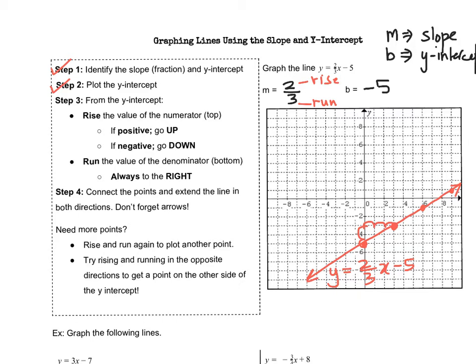And that's the lesson for today. You connect the points and extend the line in both directions. Remember to add arrows at the ends of the line, and you're done. So we just did step 3 and step 4, and you're done.